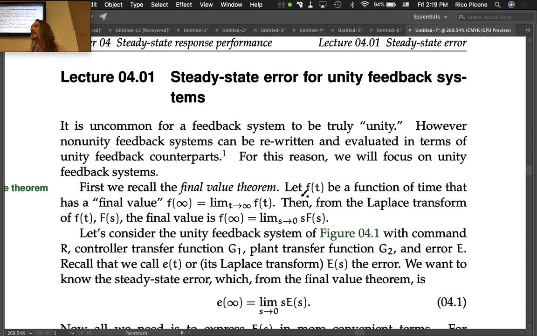However, there is a nice way to take a non-unity feedback system and roll it into a unity feedback system and do your analysis with it. So that's what the recommendation is. There's a section in Nise that shows you how to do it. It's pretty straightforward, but I give you the reference there in the footnote. So check that out. It's like section 7.6 or something in Nise.